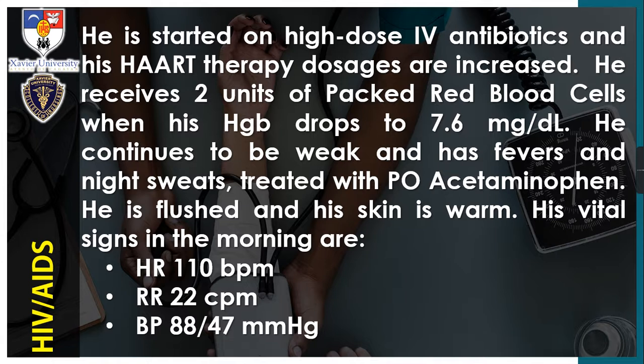Furthermore, he is started on high-dose IV antibiotics and his HAART therapy dosages are increased. He receives 2 units of PRBC, or packed red blood cells, when his hemoglobin drops to 7.6 milligrams per deciliter. He continues to be weak and he has fever and night sweats, treated with PO acetaminophen. He is flushed and his skin is warm. His vital signs in the morning are heart rate of 110 beats per minute, RR of 22 cycles per minute, BP of 88 over 47 millimeters of mercury.